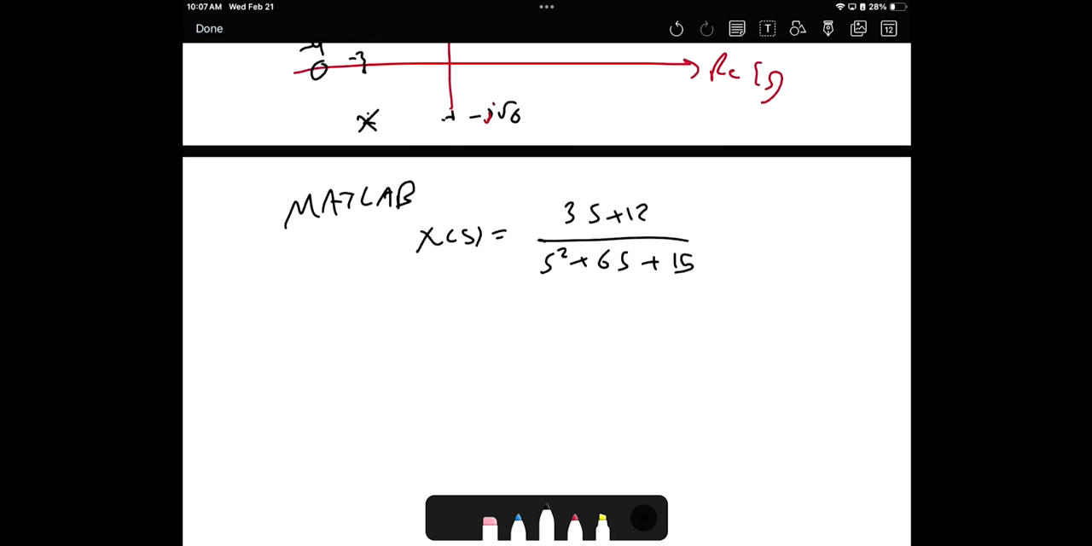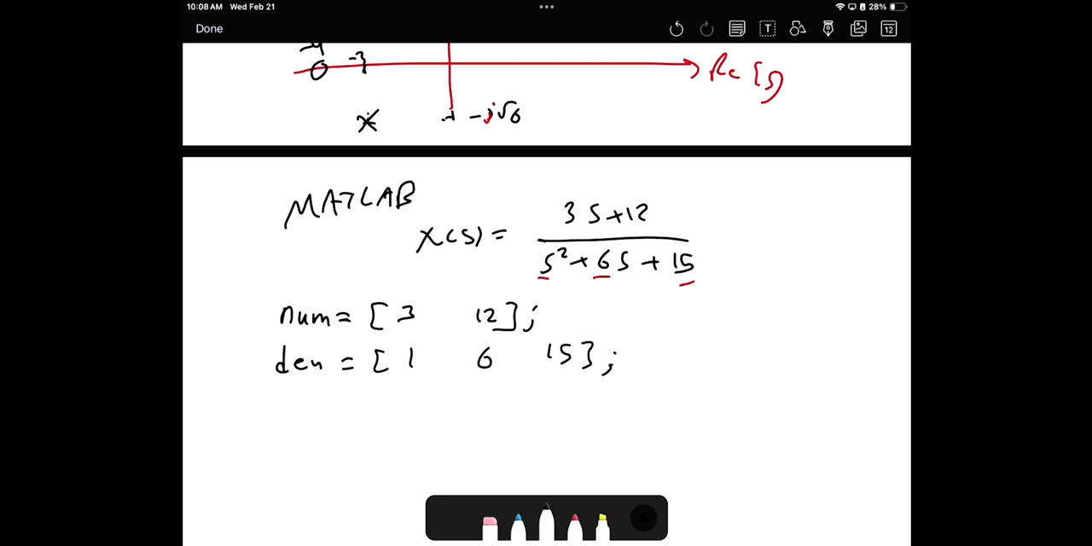So let's define the coefficients as vectors. The coefficient of the numerator equals 3, 12. This vector has only 2 entries, so the dimension, or the length, is 2. Then the denominator has 3 because we have 15, 6, and 1. So just define the coefficients: it will be 1, 6, 15.